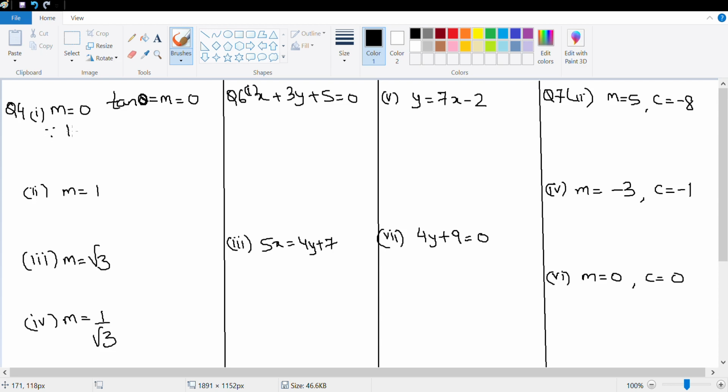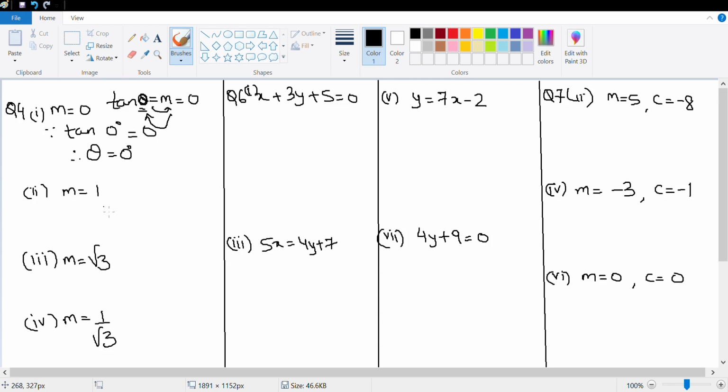So since tan 0 degree is equal to 0, therefore theta is equal to 0 degree. Earlier we were given theta and we had to find m. Now m is given and we have to find theta. For that you will need to know your trigonometry tables properly. So m is given 0 and tan 0 is 0, which means theta is equal to 0 degree.